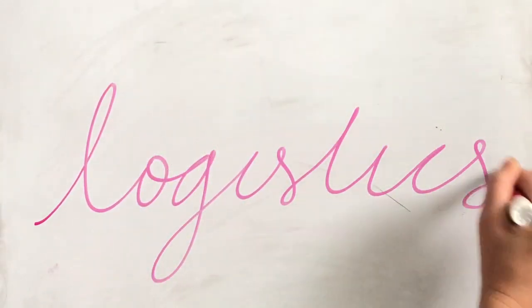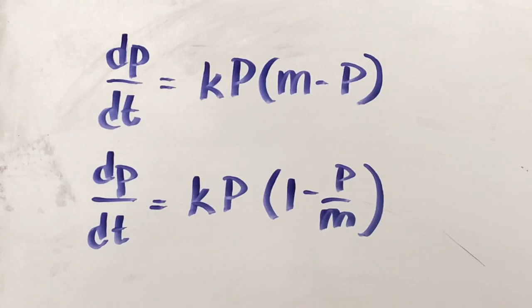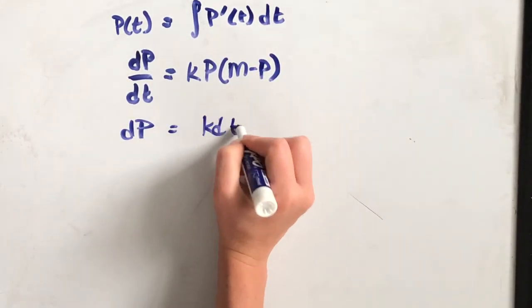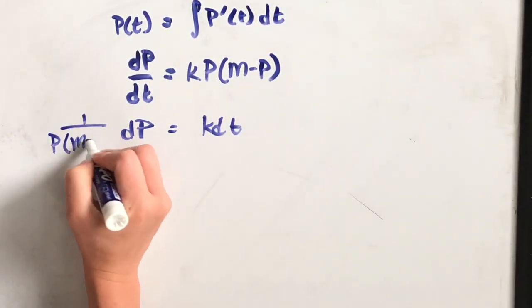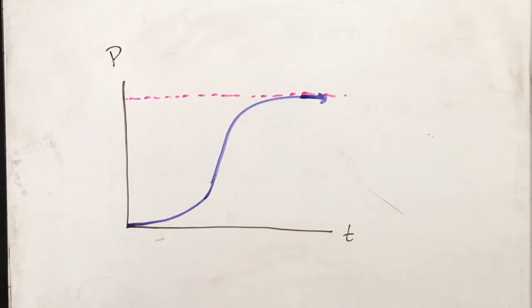Another type of differential equation is called a logistics equation, which is expressed as one of these two forms, in which p is population, t is time, k is a constant, and m is what is known as a carrying capacity. A carrying capacity is the number that p will approach as t approaches infinity. The equation shown here is the derivative of p of t, meaning this equation represents the rate of population growth. However, if you take the antiderivative of this equation, then you will get p of t itself.